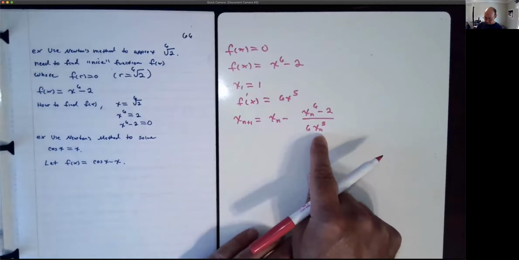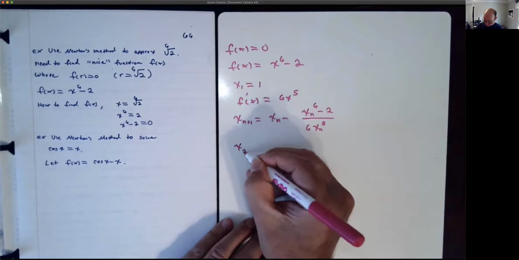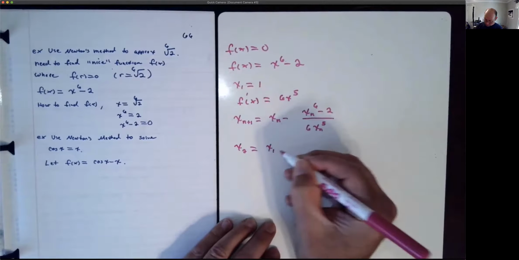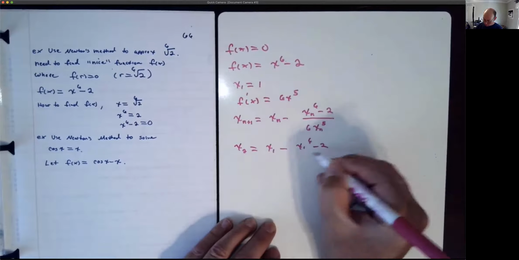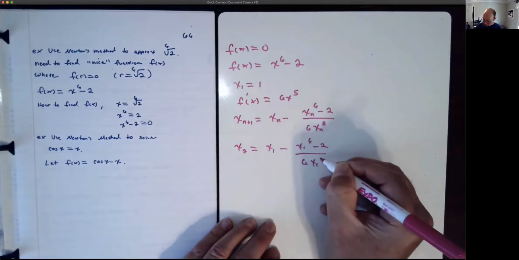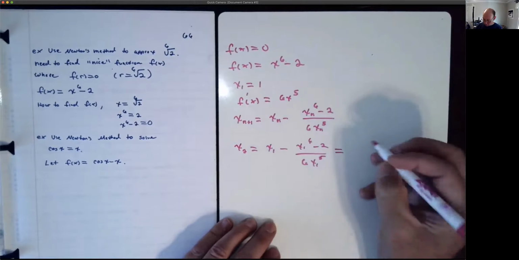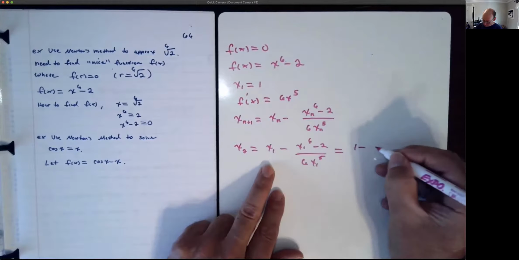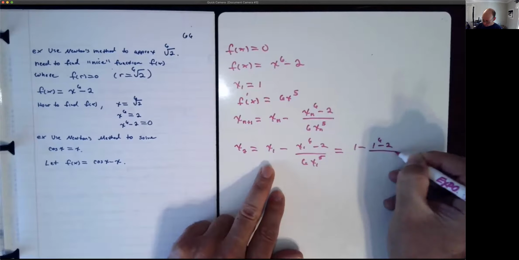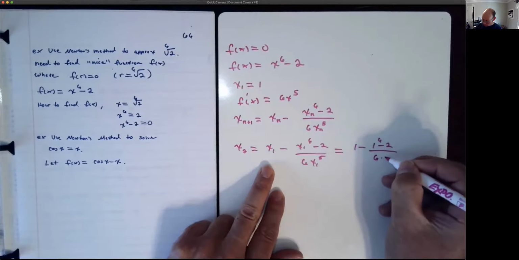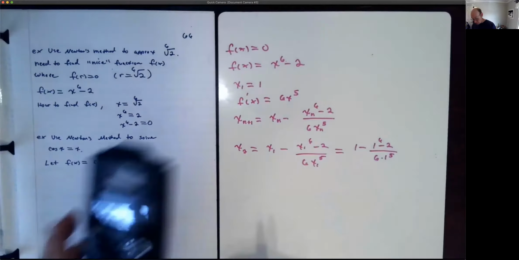Okay, so let's find x2, which would be x1 minus (x1 to the 6 minus 2) over 6x1 to the fifth power. And that would equal 1 minus (1 to the 6 minus 2) over 6 times 1 to the fifth power. All right, so let's switch to the calculator.